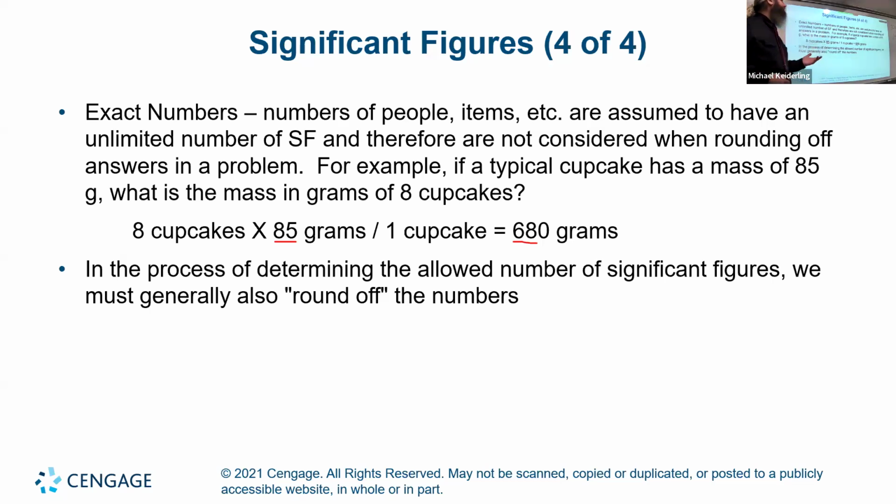So for example, if a typical cupcake has a mass of 85 grams, what's the mass in grams of 8 cupcakes? Well, the 8 cupcakes, that's an exact number. We don't need to think about the number of significant figures. So we'll multiply 8 cupcakes by 85 grams to figure out the mass. 8 times 85 gives us 680, and that has 2 significant figures, so we're good.